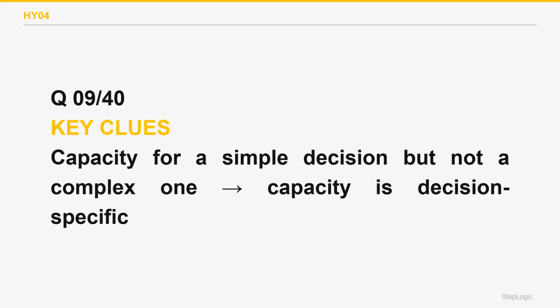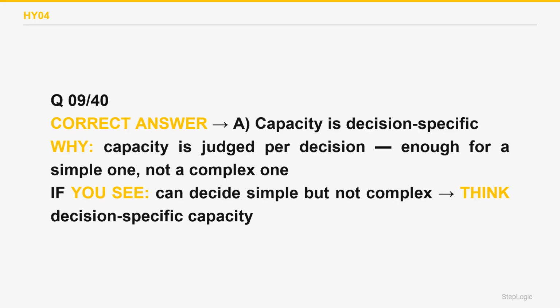Decision-making capacity is decision specific. A patient can have enough capacity for a simple, low-stakes choice while lacking it for a complex, high-risk one. It is not global or fixed. It is judged against the particular decision at hand and can even change over time. So this patient can consent to the blood draw, but not the surgery.